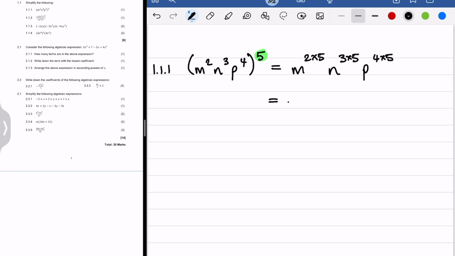And simplifying this, we have m to the power 10, n to the power 15, and p to the power 20.